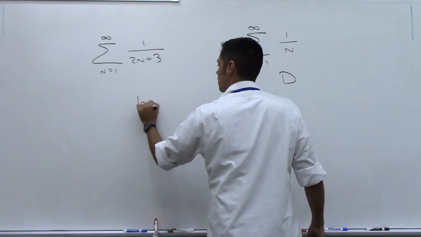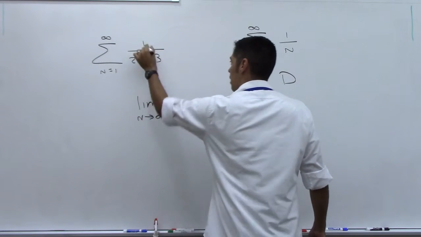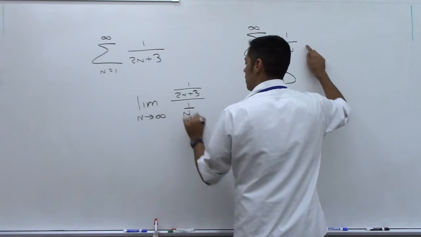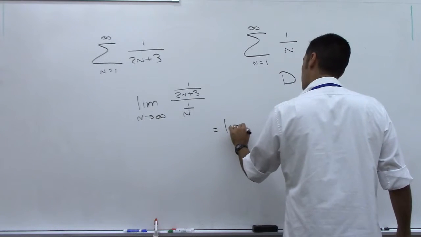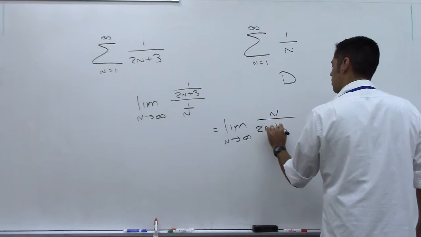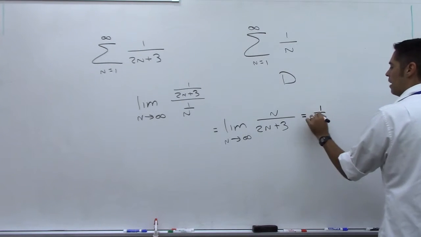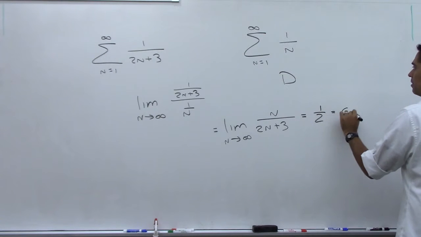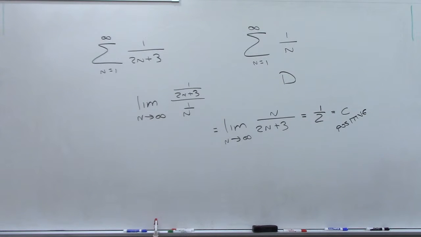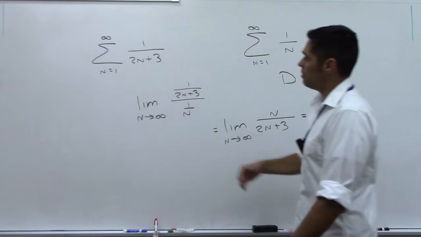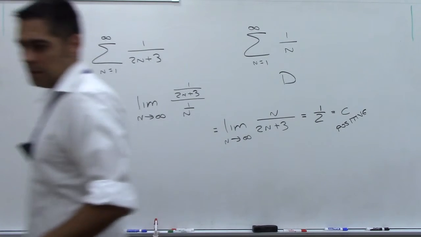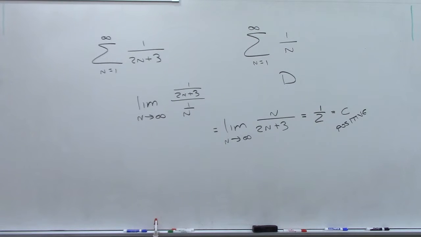So if I take the limit as n goes to infinity of this guy, 1 over 2n plus 3, over this one, 1 over n, and I flip, I get n over 2n plus 3. Then I do L'Hopital, I'm going to get 1/2. And this right here is a constant and it's positive. And that's what I need for me to draw my conclusion. So whatever this one does, that one also does. So that one would diverge. And we knew that. Let me see if there's another one that we could have done using that one.